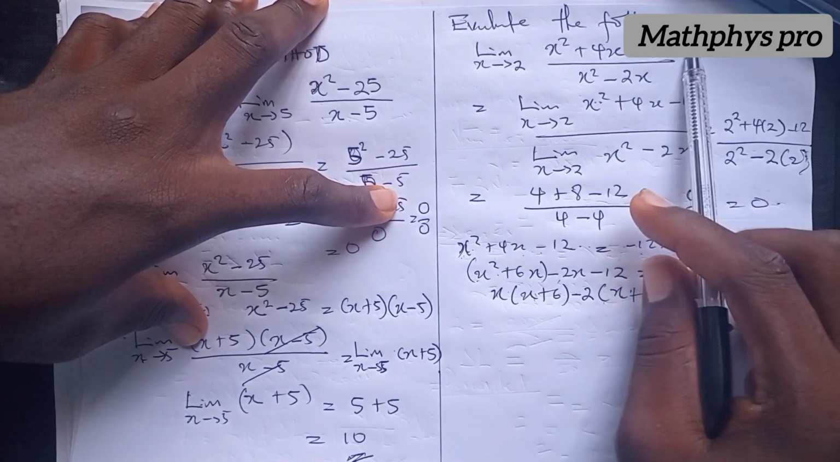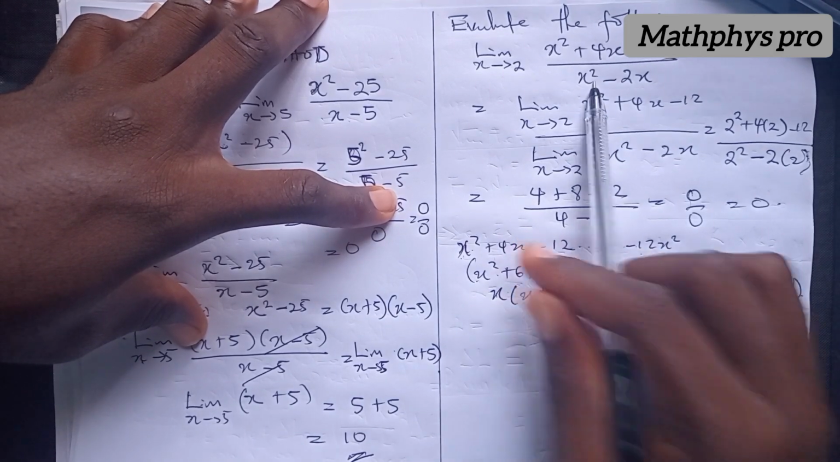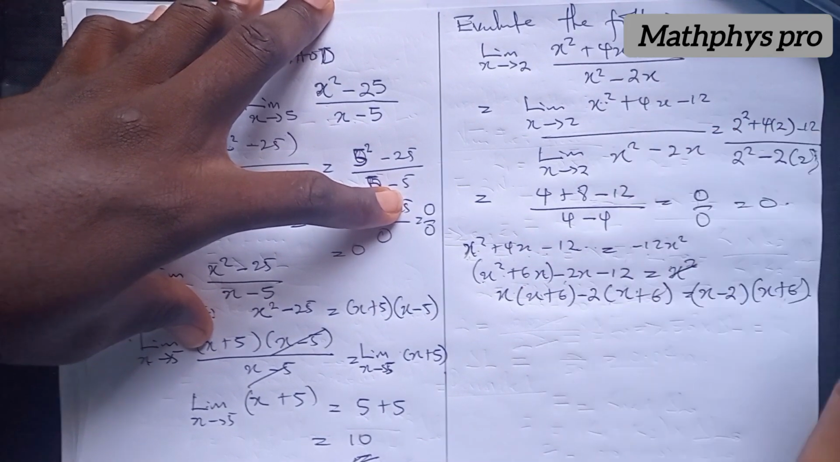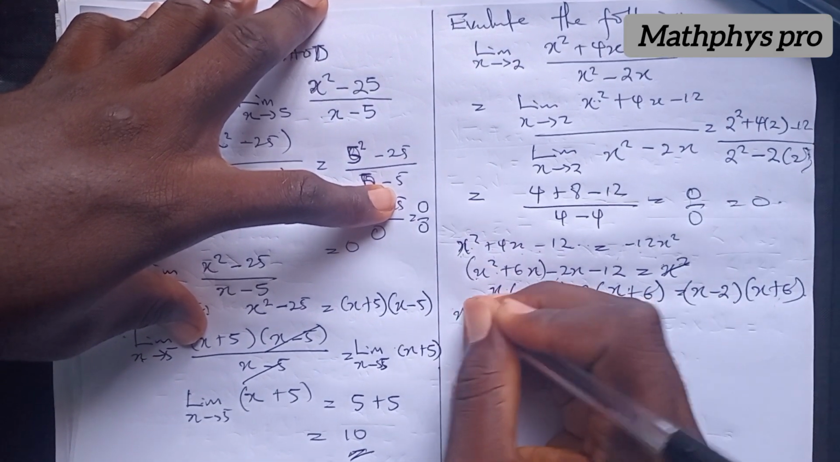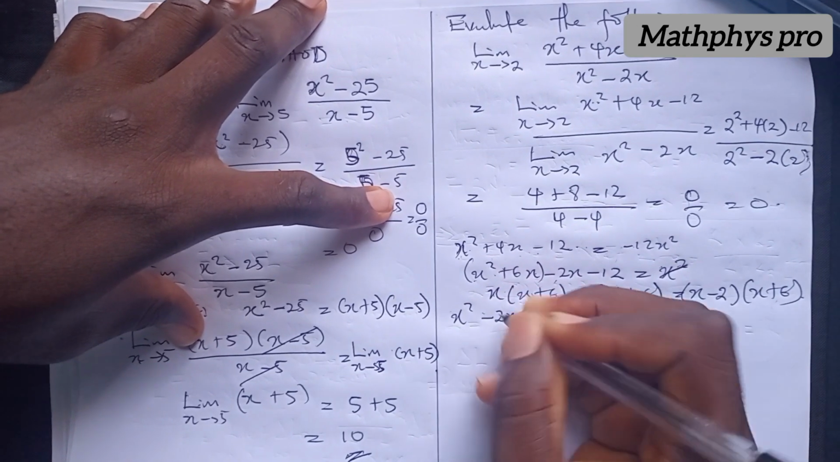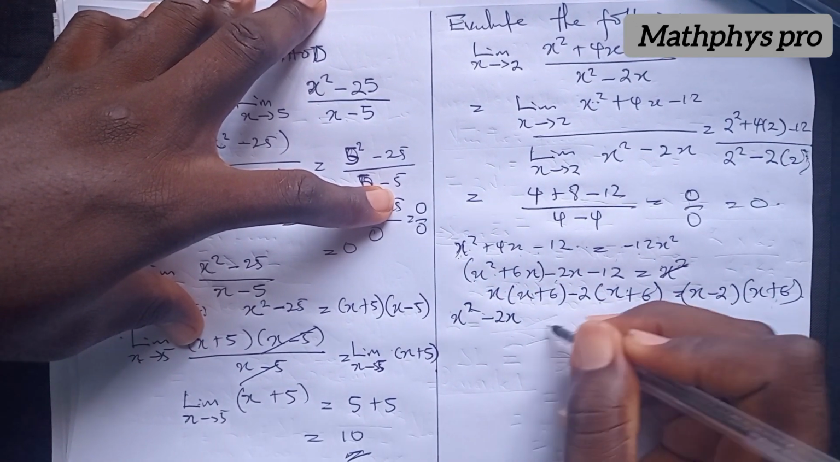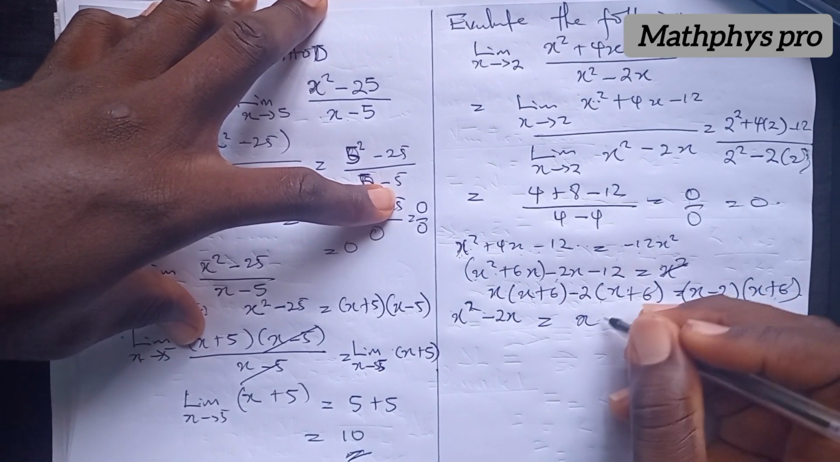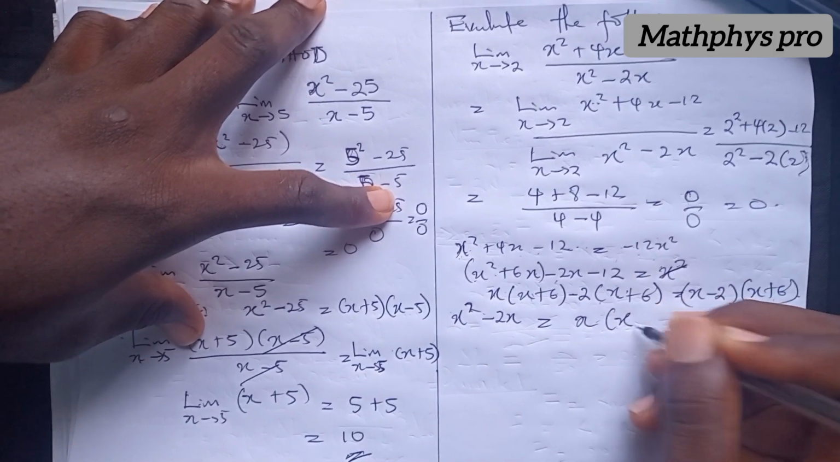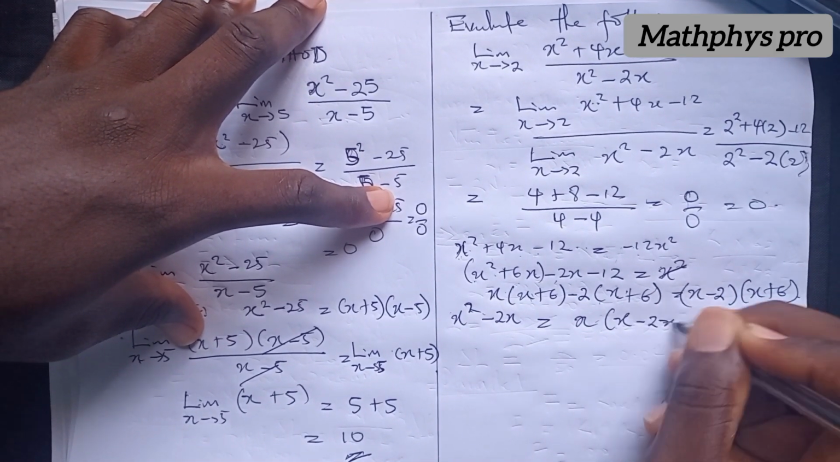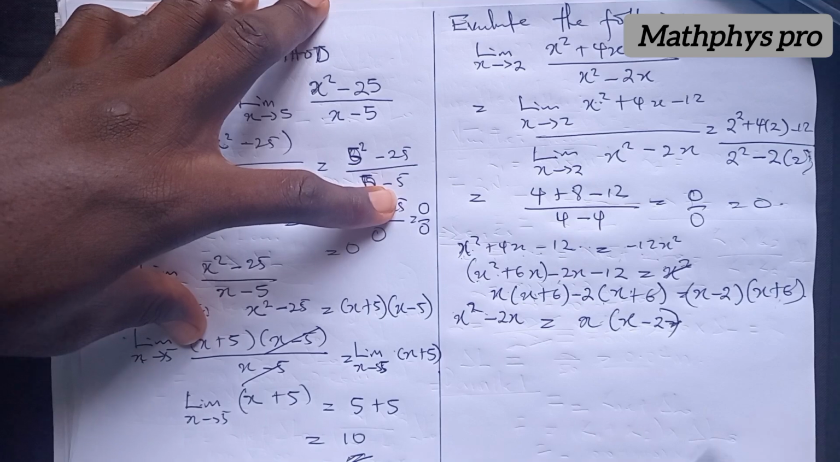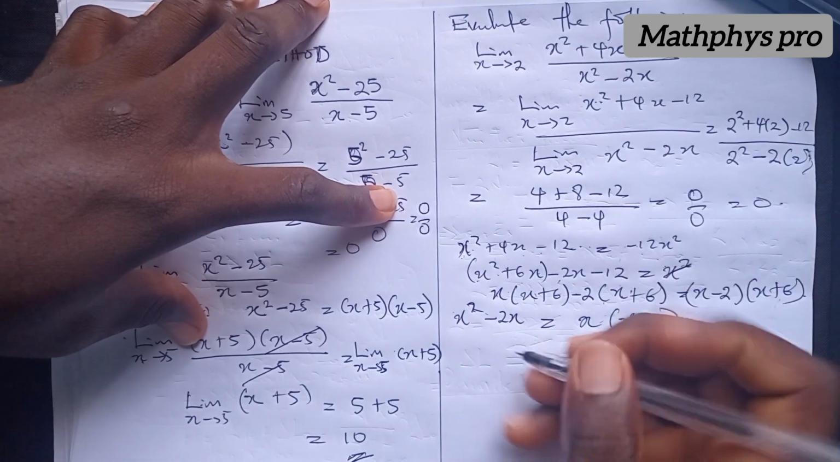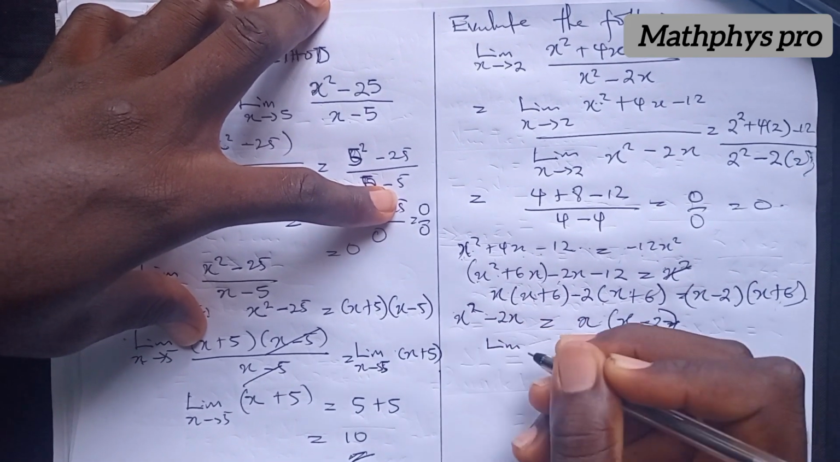We factorize this numerator, and this denominator, x squared minus 2x, is still the same thing as x times x minus 2. So now we can use them to replace this. So this is the same thing as the limit.